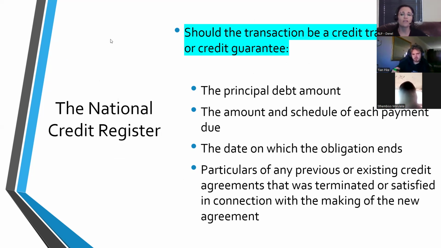On which date will this obligation end? And then any particulars of any previous or existing credit that was terminated or satisfied in connection with the making of new credit. So what they're saying, let's say, for instance, you apply for vehicle finance, but on the agreement, it states that you are only approved for the new vehicle if you settle your old vehicle. That's the requirement, a conditional approval, right?